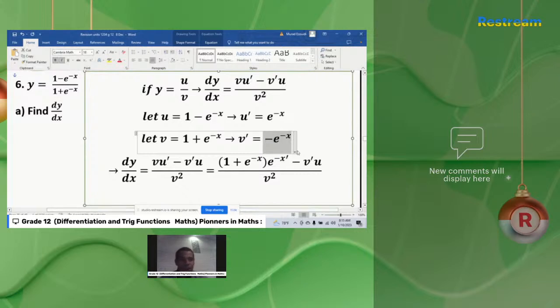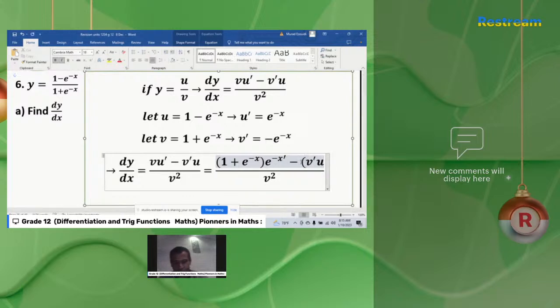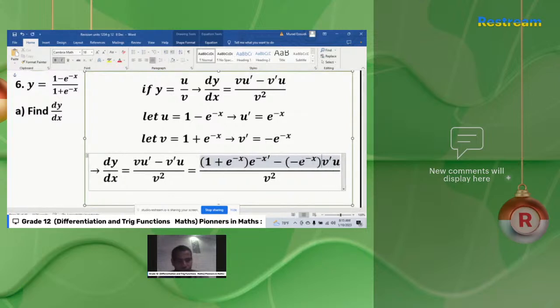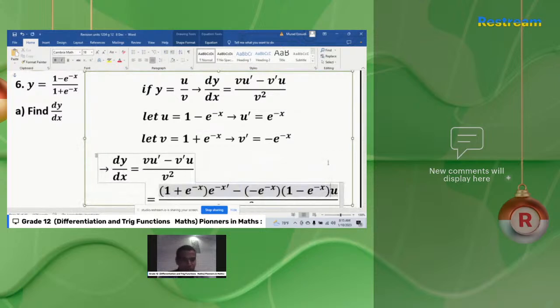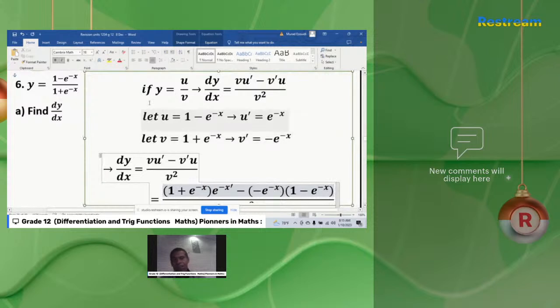Okay. Now you see this minus, I will put into parentheses the function, the first derivative of v dash. I will raise this multiplied by u. U is what? It is 1 minus exponential of minus x. Okay. I will open parentheses here. Then I will paste this and I will cut this one.